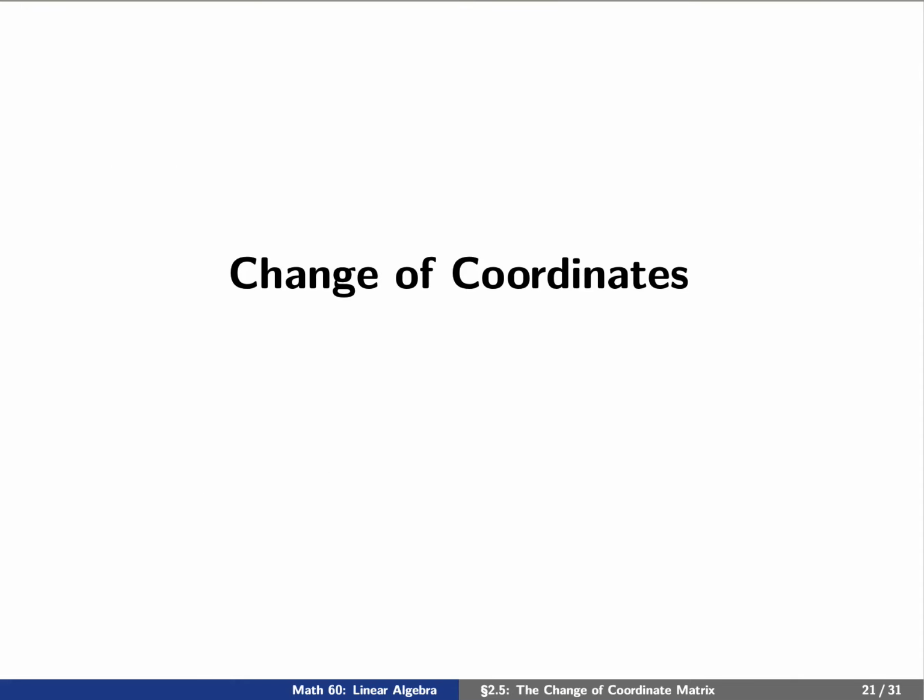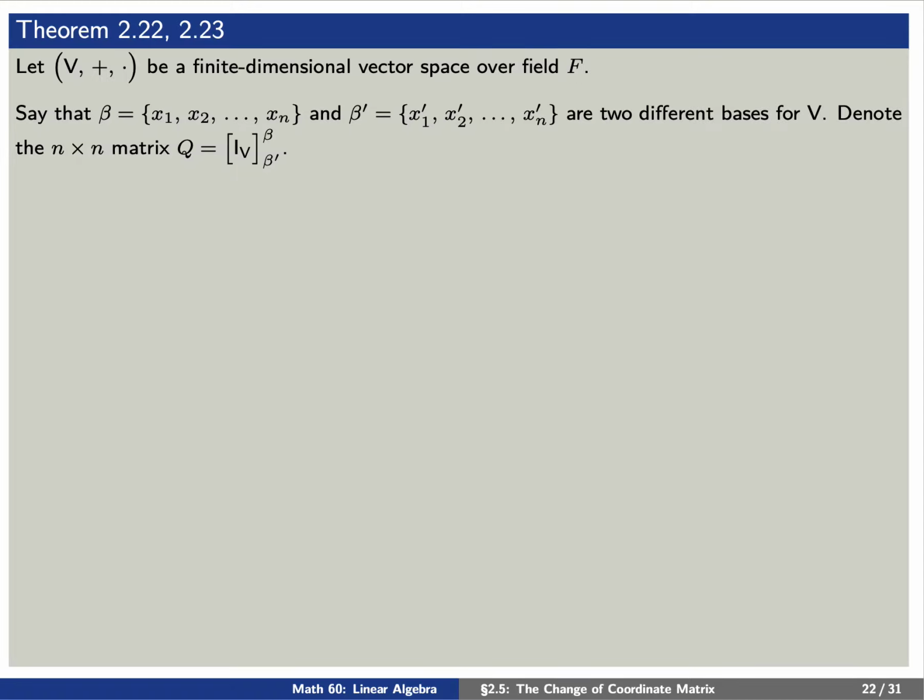We're going to use all of this to write down a very general concept. Let's say that V is a finite dimensional vector space. We'll start with two bases, beta, which we'll write in terms of x1, x2 through x sub n, and beta prime, which we'll write in terms of x1 prime, x2 prime through x sub n prime. Let's denote the n by n matrix Q as the matrix representation of the identity map IV going from the new basis beta prime to the old basis beta.